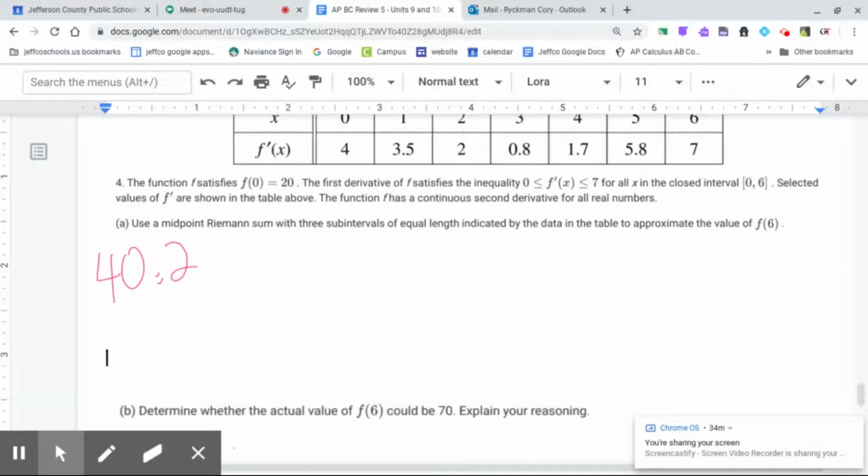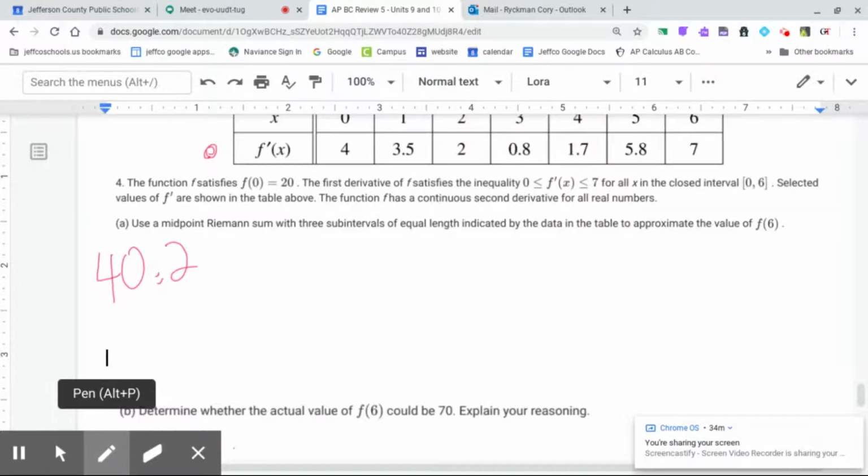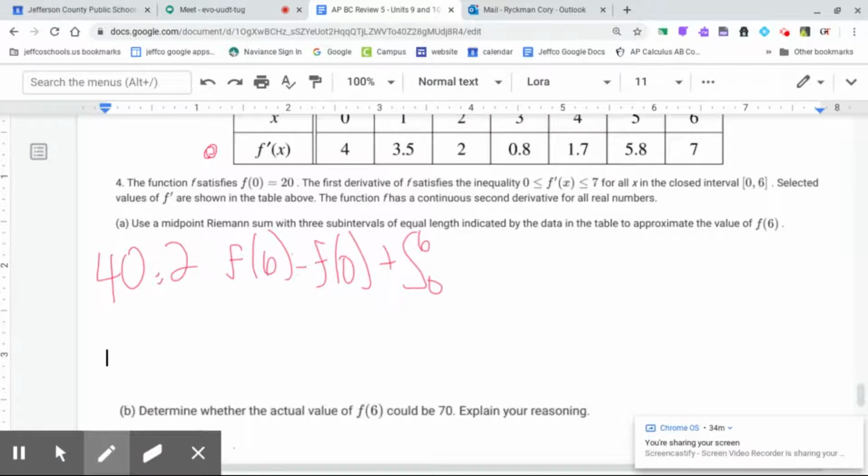All right, so let's talk about this. Approximating f at 6. First thing you had to start with is the fundamental theorem. This is an f prime graph. So by the fundamental theorem, f at 6 would be f at 0 plus the change from 0 to 6. And the change is the accumulation of lots of rates of change times amounts of change in x.